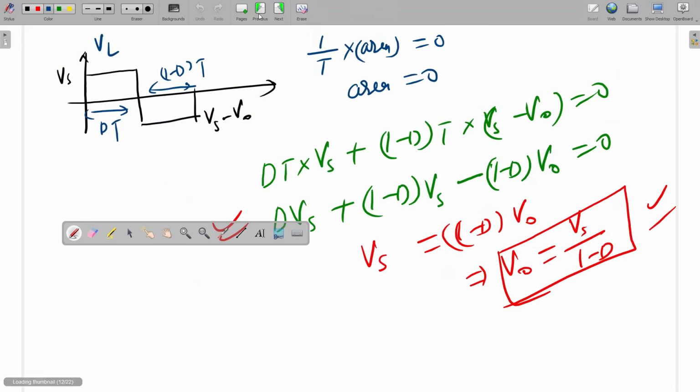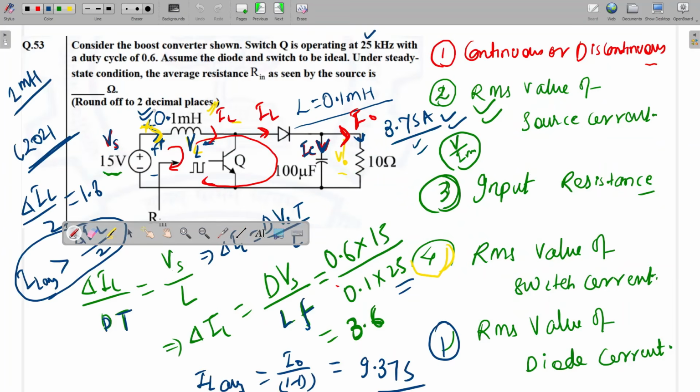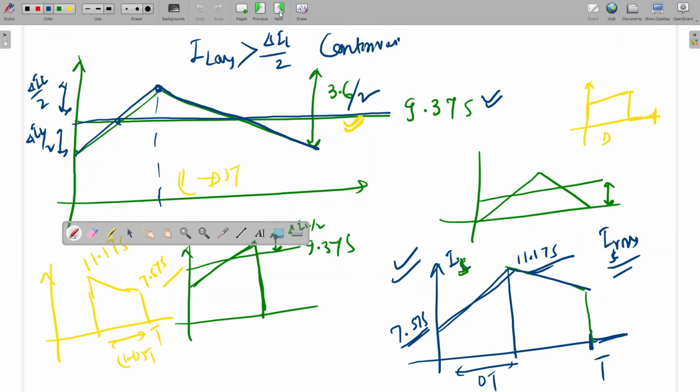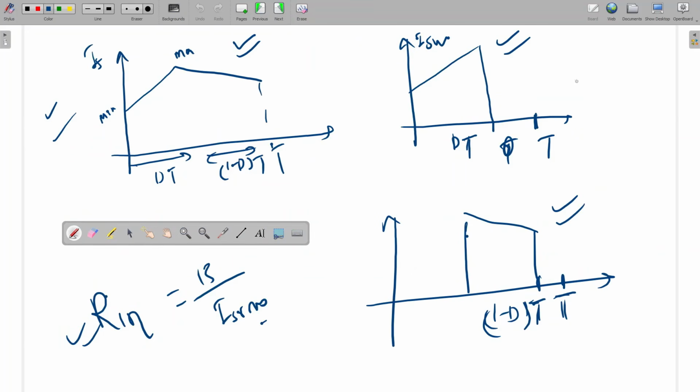What changes have I made compared to the GATE question? Just this 0.1 millihenry I have kept in place of 1 millihenry to make the ripple more. See, if this ripple is less, then this will be a straight line. Due to ripple only, maximum and minimum are coming here. Is it clear?